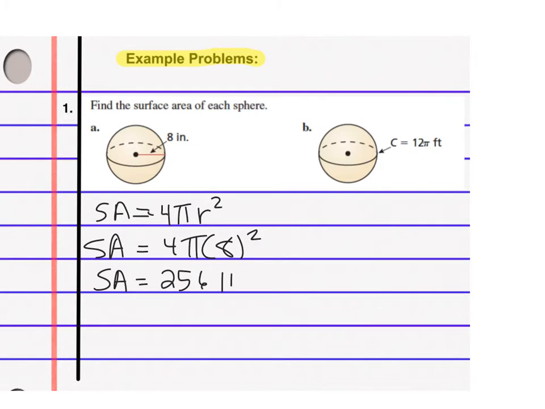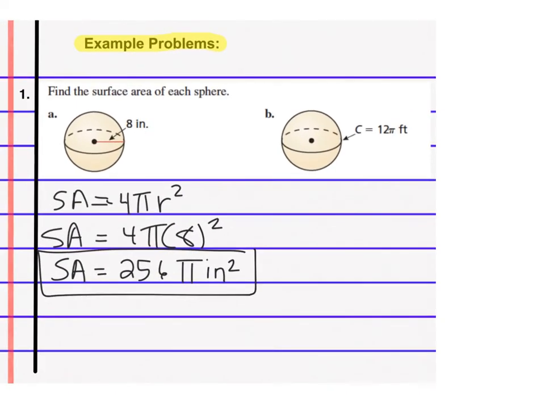256 pi inches squared. Surface area should be in square inches. You also could multiply 256 times pi. That's fine. You can do that. It's just an extra step, so I'm not going to do that, but you can.